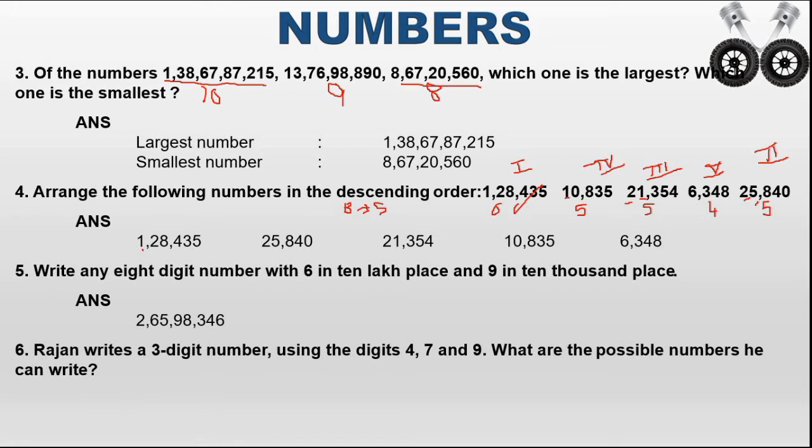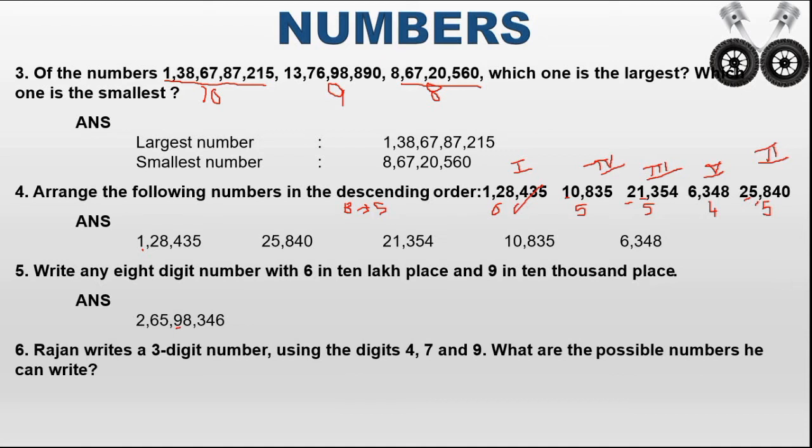Okay, so I have to write one 8-digit number. What is the condition given here? 6 in the 10 lakh position and 9 in the 10,000 position. So check the number: ones, tens, 100, 1000, 10,000. In the 10,000 position I am having the number 9. So what is the second condition?